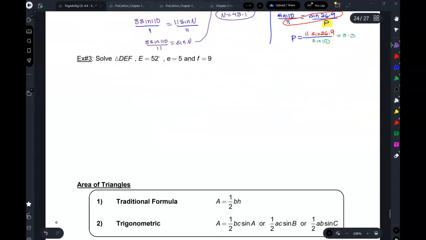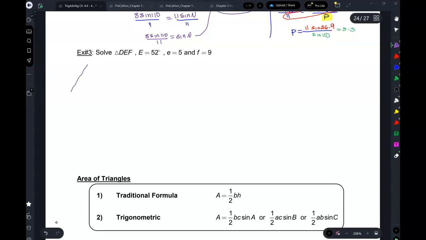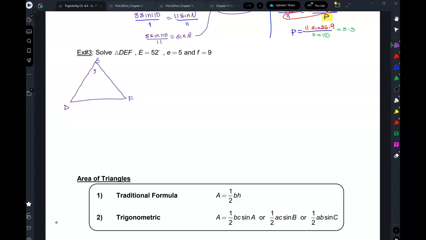Okay, so here we go. Angle DEF, let's draw angle DEF. I don't know why you can't draw straight lines with this anymore. It's really bugging me. So E is 52, little e is 5, F is 9. So I need to find capital F, capital D, and little d.